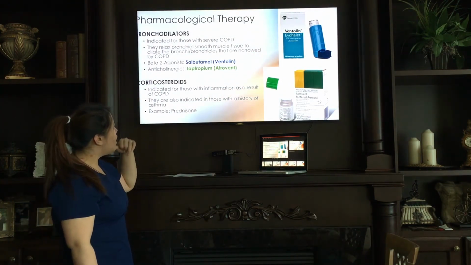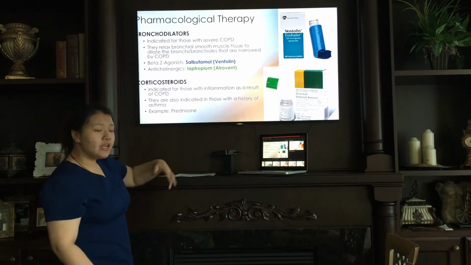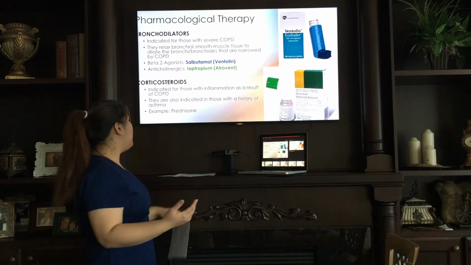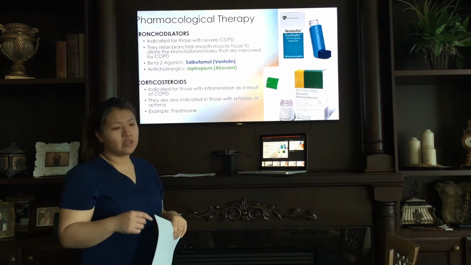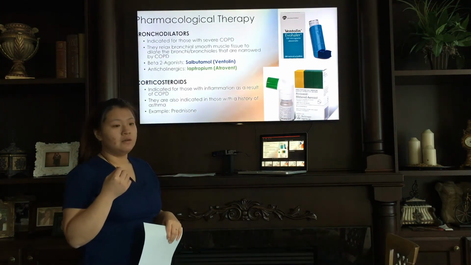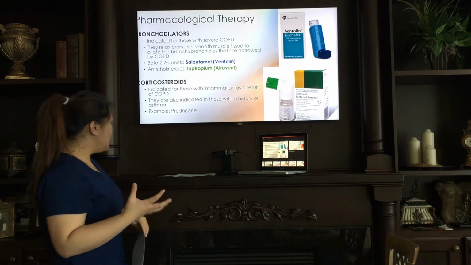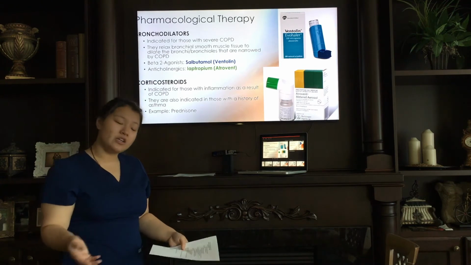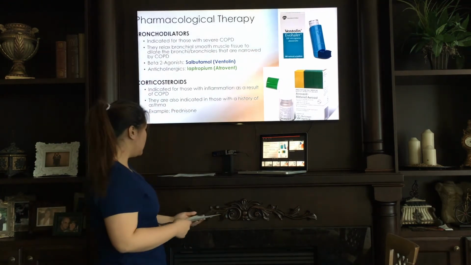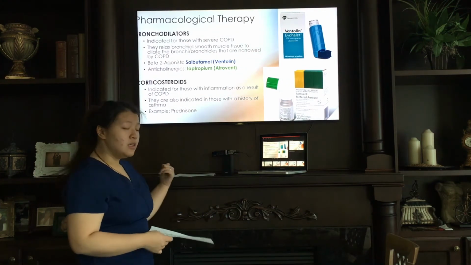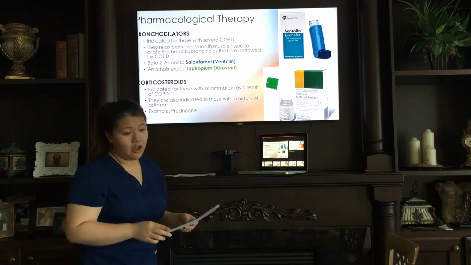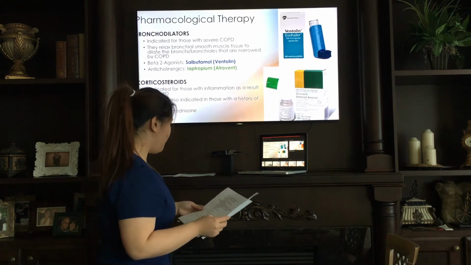Then we move on to our corticosteroids. They're indicated for patients that have inflammation due to COPD. So corticosteroids are used more in the cases to deal with the effects of COPD. They're also used for patients with asthma, which is also another risk factor that we talked about that's associated with COPD. An example of this is prednisone, which is at times highly used in our hospital. I'm sure many of you have seen it before.